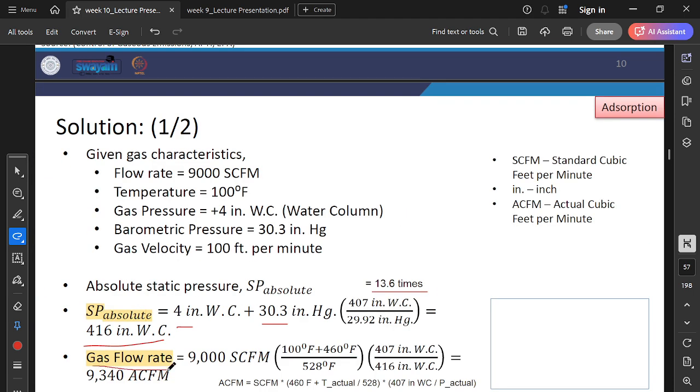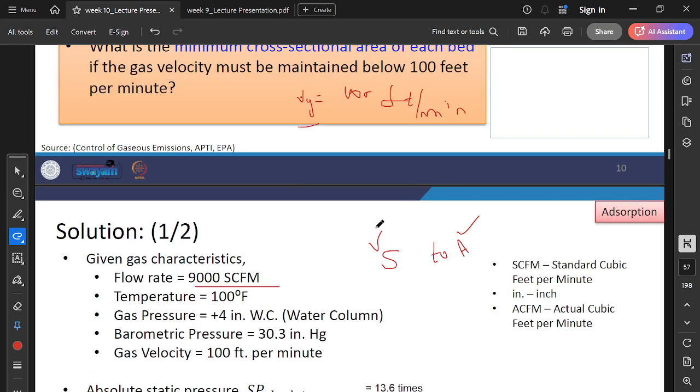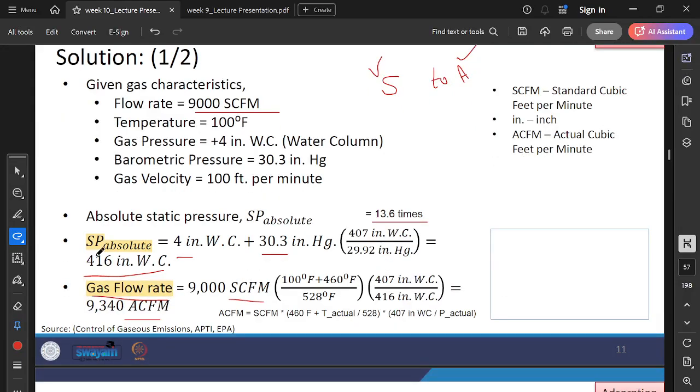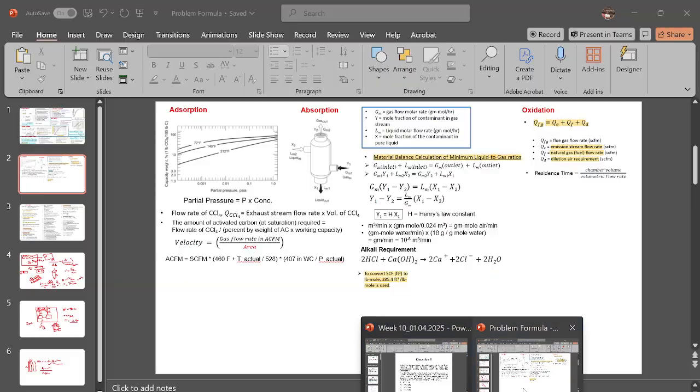So what is the gas flow rate? 9,000 into, that is in standard. So if I want it in actual, what is the conversion from standard to actual? They are provided with one temperature and pressure. I have to make it by actual temperature and pressure. What is the actual temperature and pressure here? Pressure is 416 in water column. Actually, the temperature is 100. So if it is in degree Fahrenheit and water column, this is the formula. I have given the formula here.